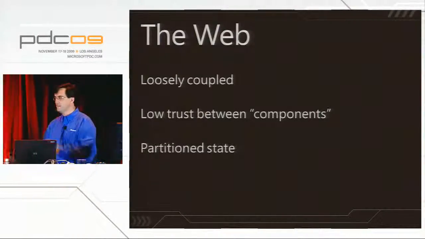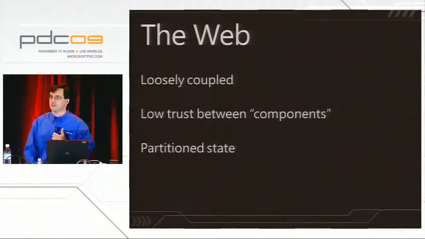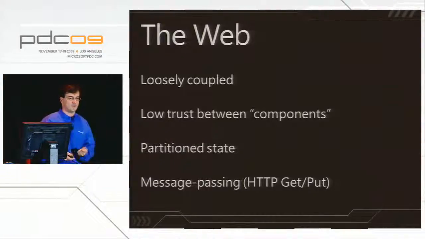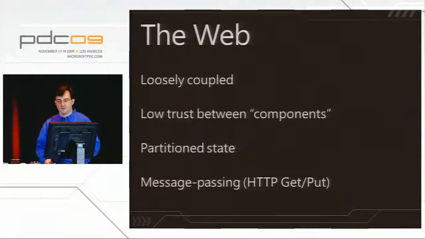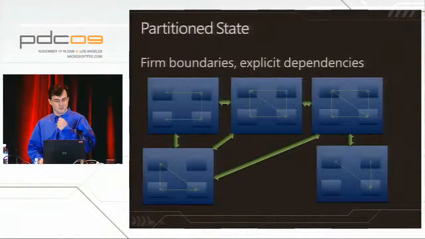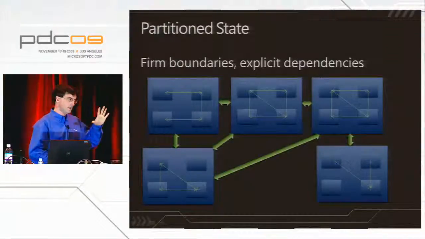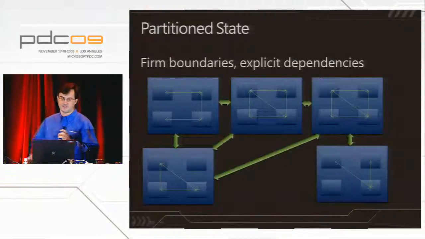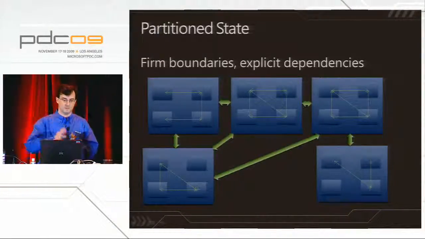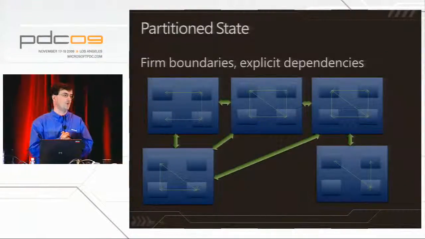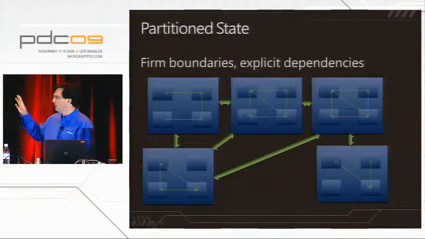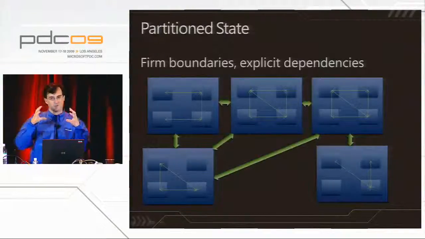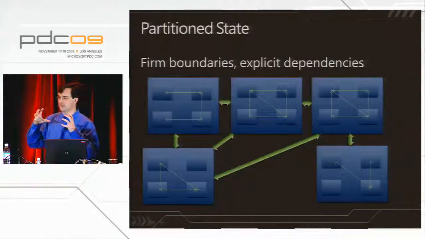You have partitioned state. My website doesn't share its data with your website. We have some things that we pass in messages between us, but I don't give you access to my database tables, at least if I know what I'm doing. So partitioned state really holds one of the keys. And I'm going to talk about all four components of the web programming model. That's interesting, but I'm going to focus primarily on two of them. Partitioned state is one of them. And this is the exact same diagram we had earlier, except we draw boundaries around some of these components. So we increase the grain of our components, if you will, a little bit.